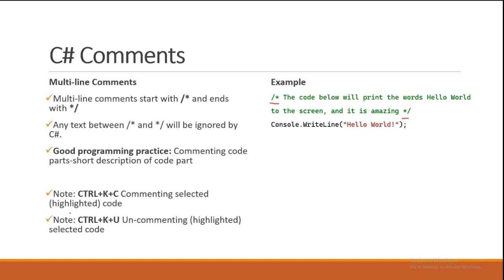In Visual Studio, if you need to comment some part of code that you have already written, you can select it and press Control K and C for commenting, and for uncommenting, Control K and U. In Visual Studio Code, it's the same for the highlighted, selected code.